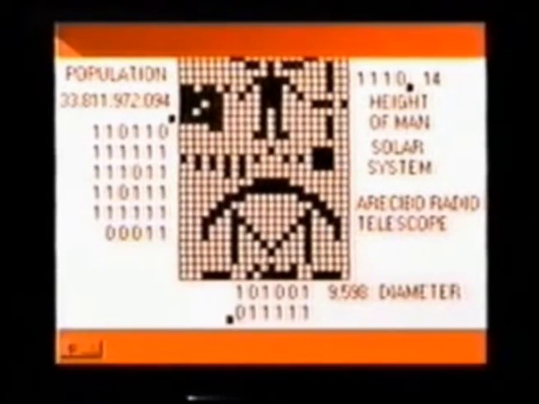Finally, we have what looks like a rainbow over the letter M, but actually it is a depiction of the Arecibo telescope. The middle of the M is where radio energy is bounced off of the dish and then out into space. The dots and spaces at the bottom represent the number 9,598, which indicate the diameter of the telescope's dish.